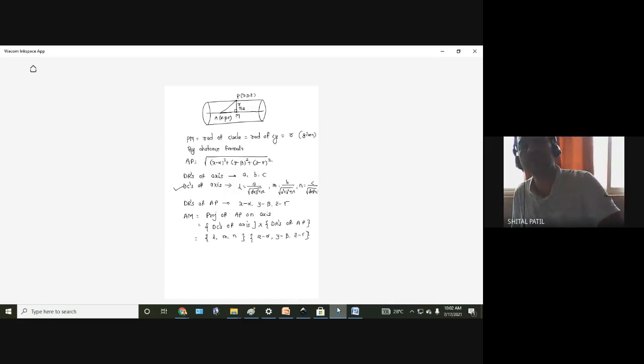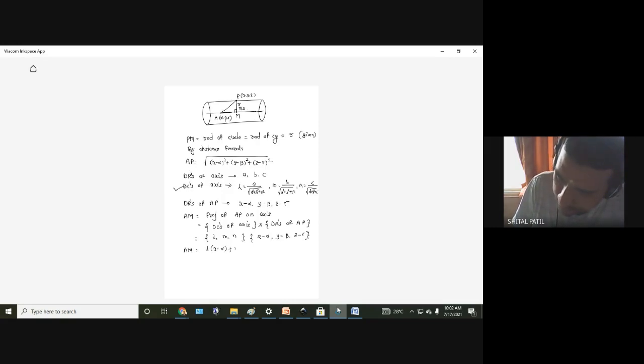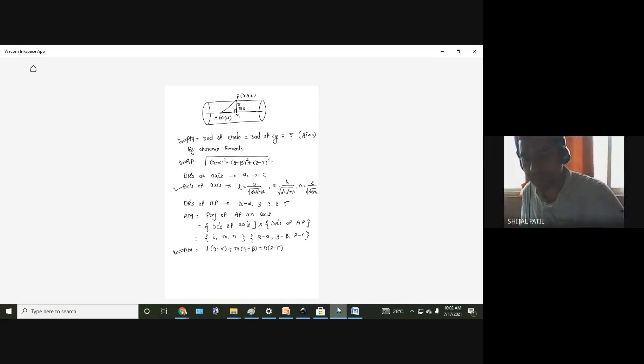और ये component wise multiplication लेना है. Okay, so that is, give me 1 minute only. AM equal to L into X minus alpha plus M into Y minus beta plus N into Z minus gamma. Okay, so distance AM is known to us, right? Distance AP is known to us, distance PM is known to us. So now we can use the Pythagoras theorem.